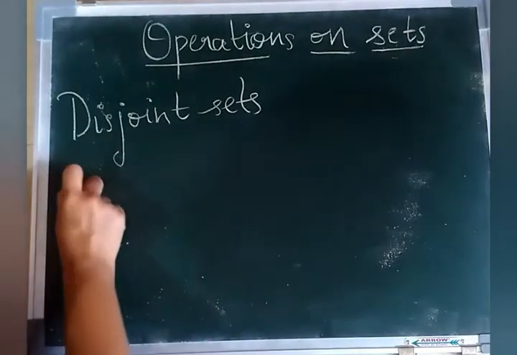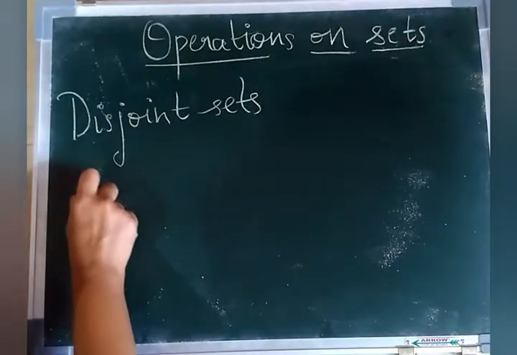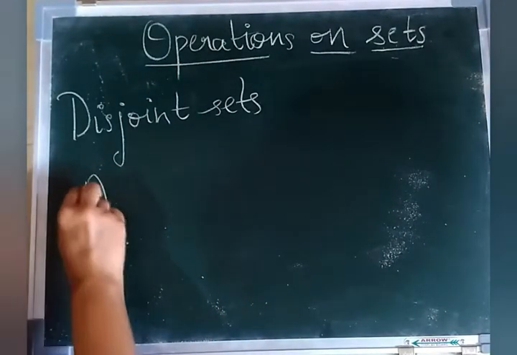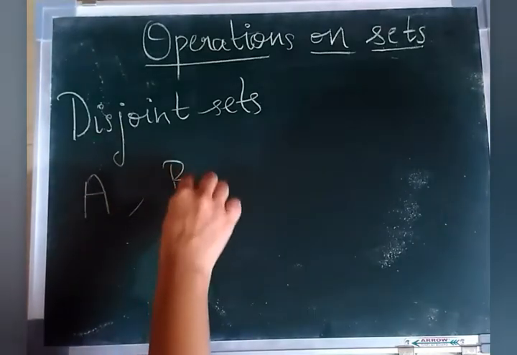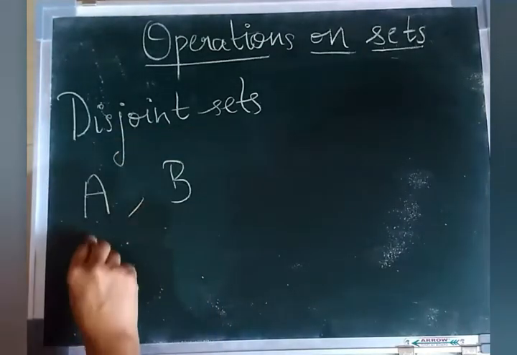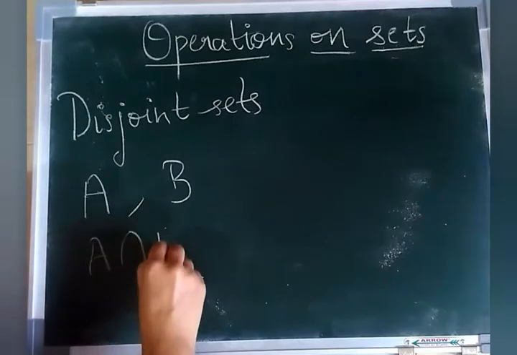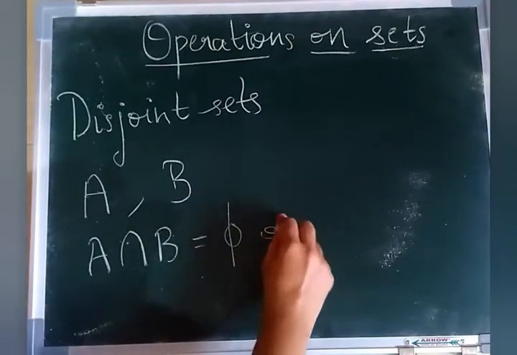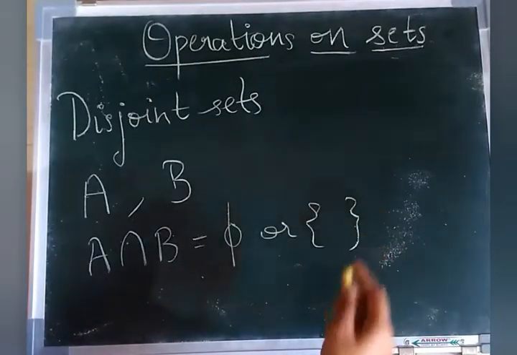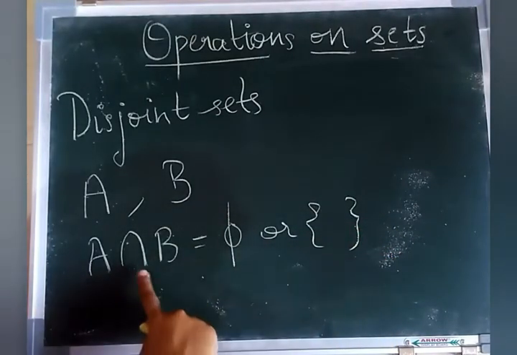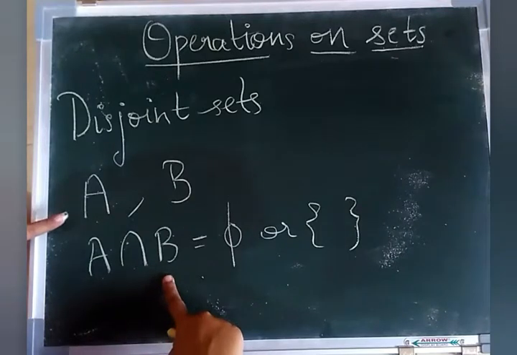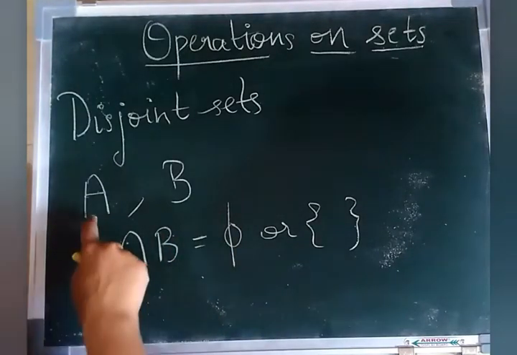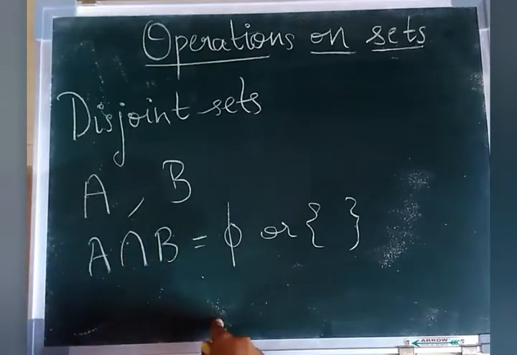That means if I have set A and set B, they are called disjoint when A intersection B is a null set. Or how do we represent it? We can use curly braces, just empty curly braces. That means there is no single element in A intersection B. That means there are no common elements in A and B.